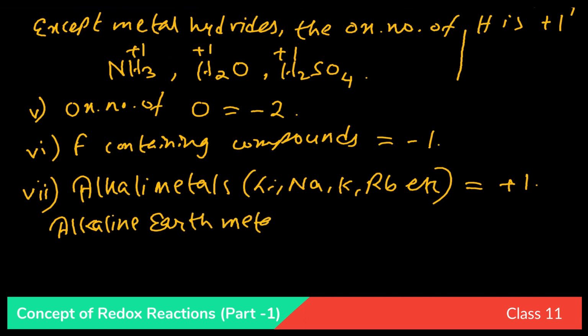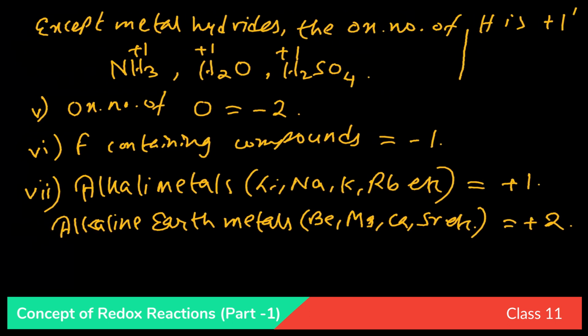Alkaline earth metals like beryllium, magnesium, calcium, strontium, and others will always exist in +2 oxidation number. Similarly, there are some other elements: zinc will always exist in +2 oxidation state, and aluminium will always exist in +3 oxidation state. So these are some of the rules for calculating the oxidation number of an element.